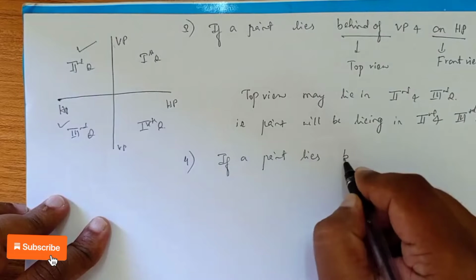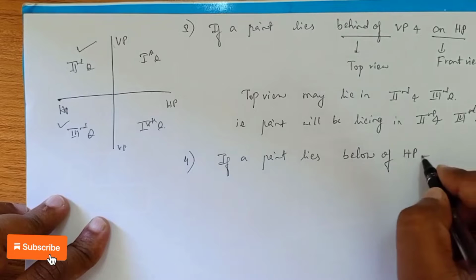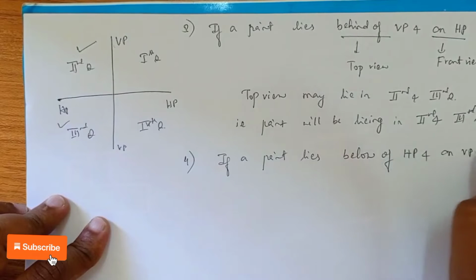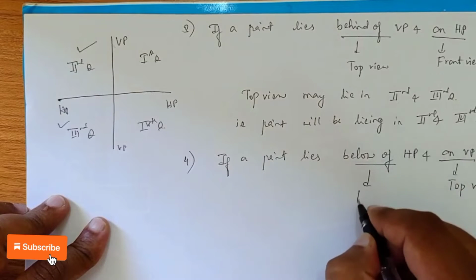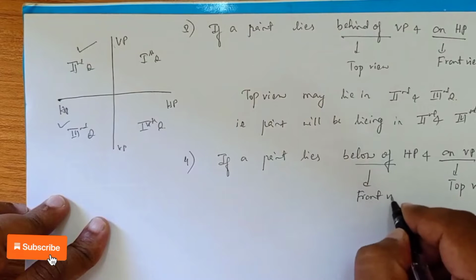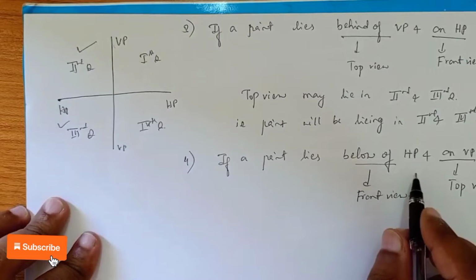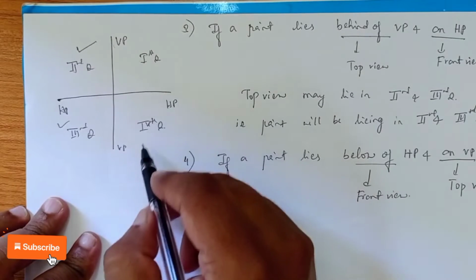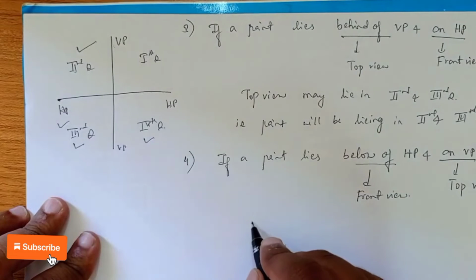Similarly, if a point lies below HP and on VP, on VP means this is our top view. So below HP means it is front view. Below HP means two chances: the point may lie in the third and fourth quadrant, that is front view.